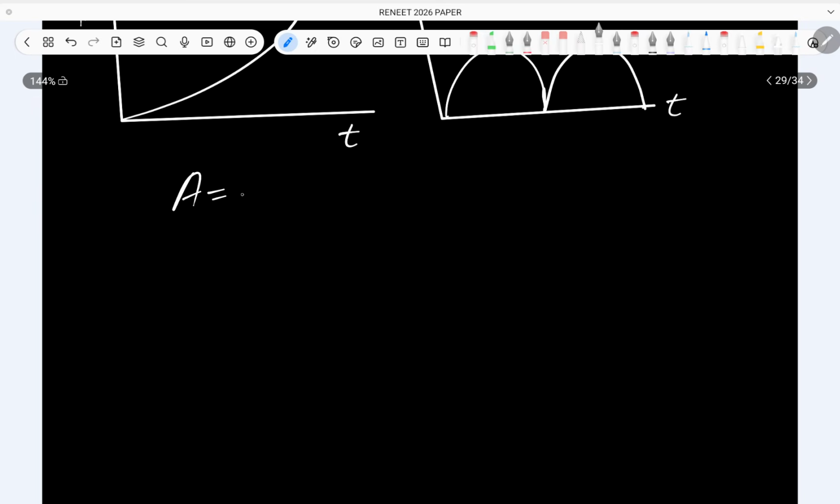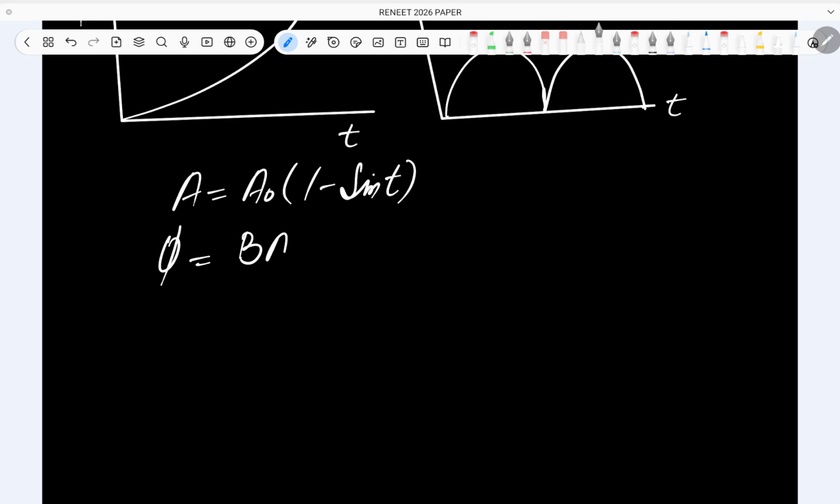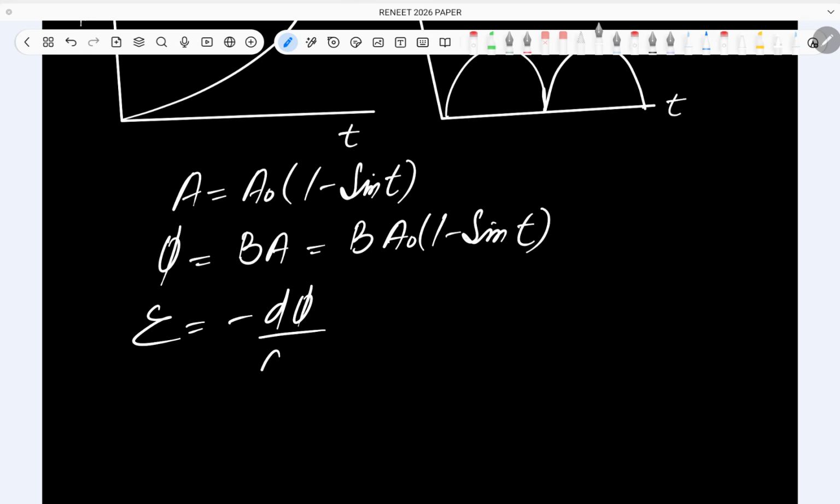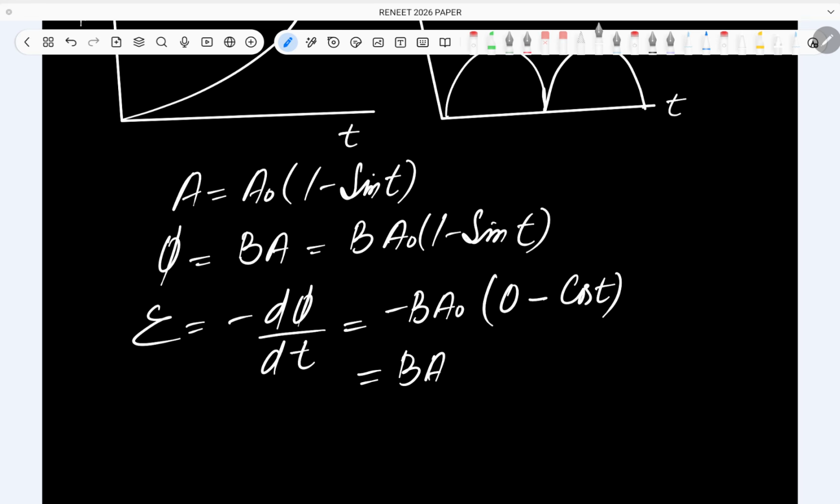देख ले बेटा, इसमें दिया गया A is equal to A naught into 1 minus sin t, which means that the flux linked with the loop will be equal to B multiplied by A, so that is B A naught into 1 minus sin t. All right, then induced EMF होता है बेटा minus d phi divided by dt, this is Faraday's law of electromagnetic induction, minus B A naught into differentiation of 1 is 0 minus differentiation of sine is cos, so it will be cos t. All right, so it becomes equal to B A naught into cos t is the induced EMF.